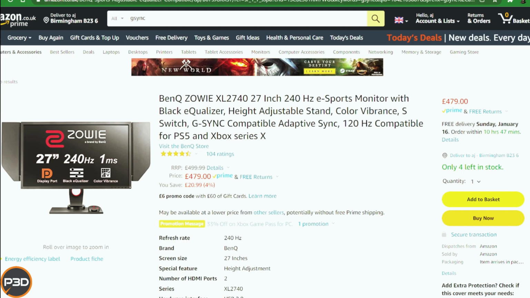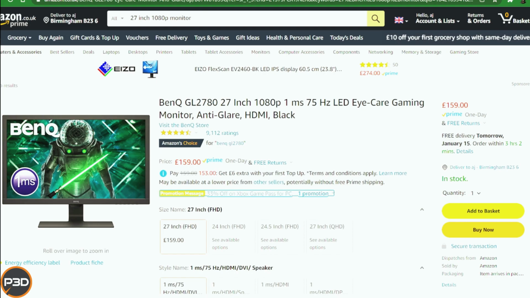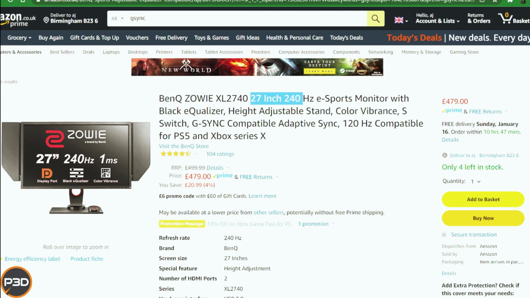Let's have a look at the same type of monitor, 27-inch, 1080p, but let's just take out that G-Sync. It's now £160. And guess what? 1 millisecond of response time. Guys, do you need any faster than 1 millisecond? I mean, did this say 1 millisecond? I don't think it did. Probably can't achieve it.